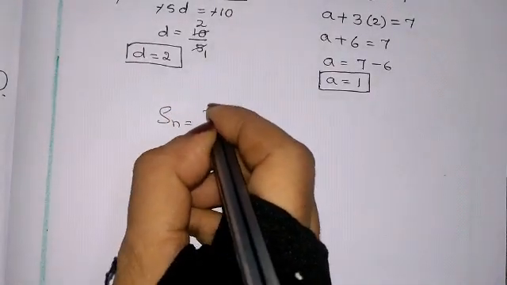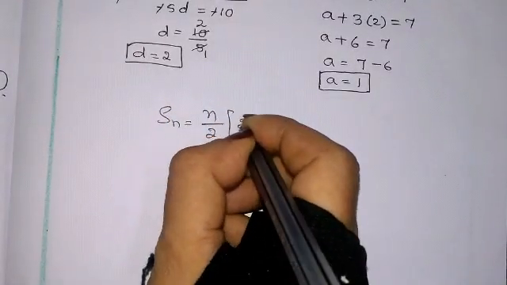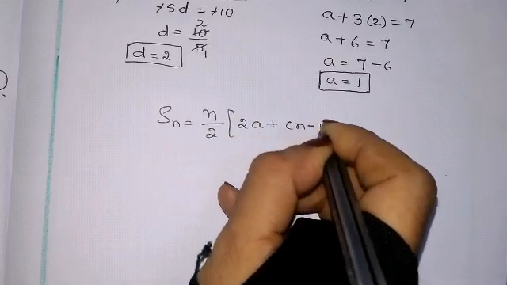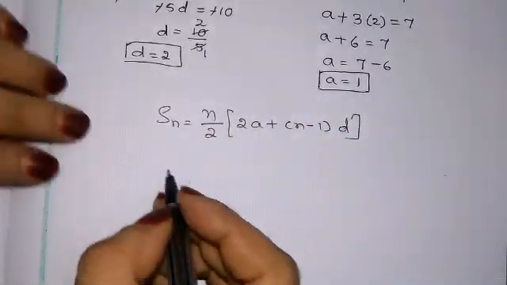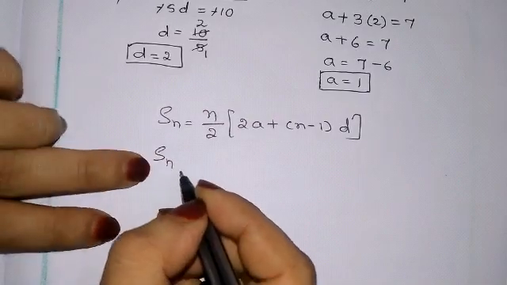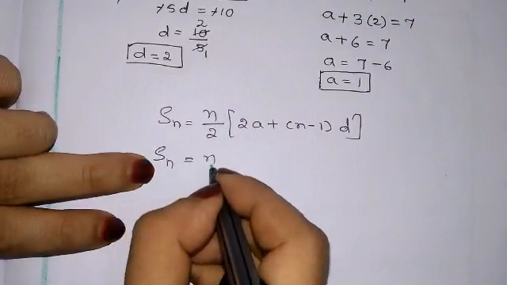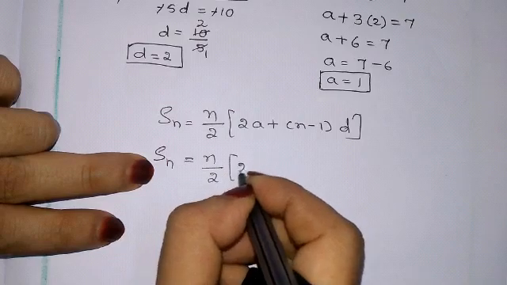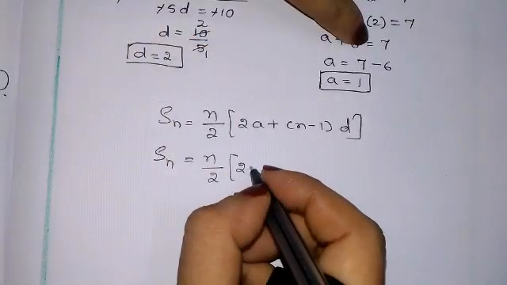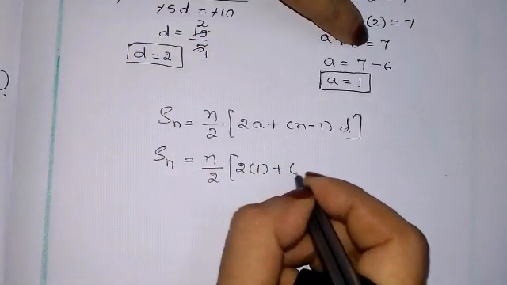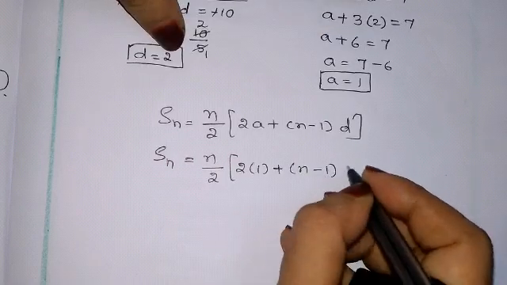Sn is equal to n by 2 [2a plus (n minus 1) d]. This is the formula we know. They didn't mention any number for Sn, so n will be as it is. In 2a, the value of a we have got is 1, so in place of a I'll write 1, plus (n minus 1) as it is. D they have given as 2.